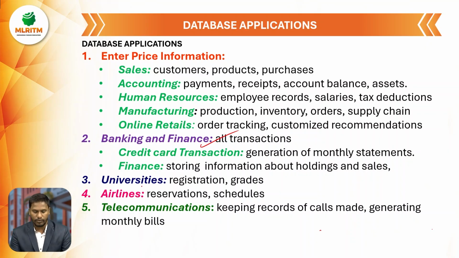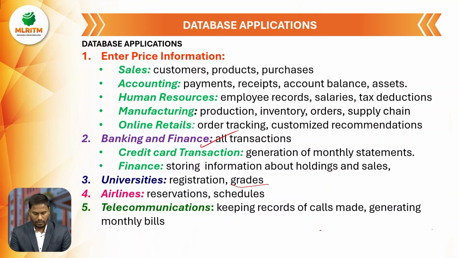Universities, what will they do? First of all, they need the registrations data. After that, they should have the grades of each student. This data comes under university applications. We also have organization data in the same way, like registrations and employee information.